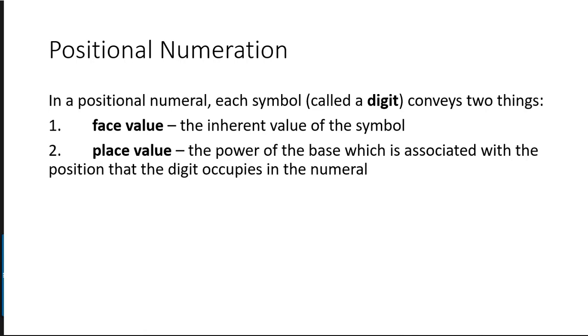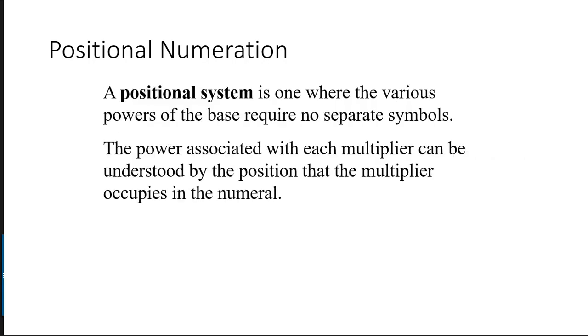This type of number system is called positional numeration. In a positional numeral, each symbol, called a digit, conveys two things: a face value, which is the inherent value of the symbol, and the place value, the power of the base, which is associated with the position that the digit occupies in the numeral. The important thing about a positional system is it's an improvement over some of the other historical systems that relied on multipliers. A positional system is one where the various powers of the base require no separate symbols. The power associated with each multiplier can be understood just based on the position that the multiplier occupies in the numeral.